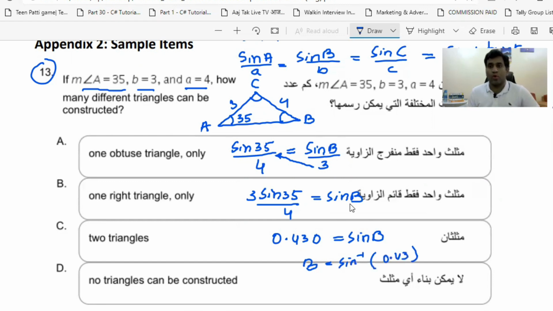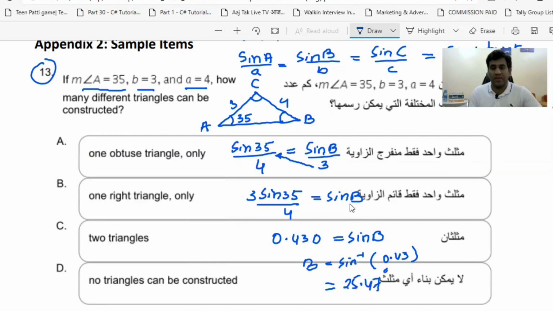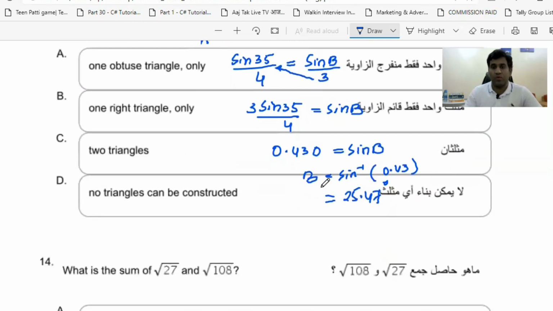To operate the sine inverse, you have to use shift then sine. So shift sine and that value 0.430. What answer are you going to get? You're going to get angle B as approximately 25.47 degrees.